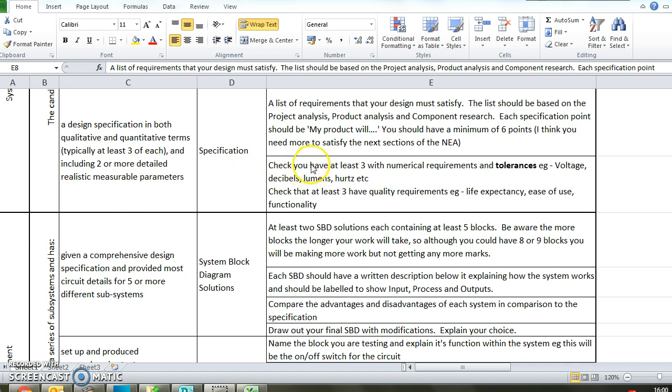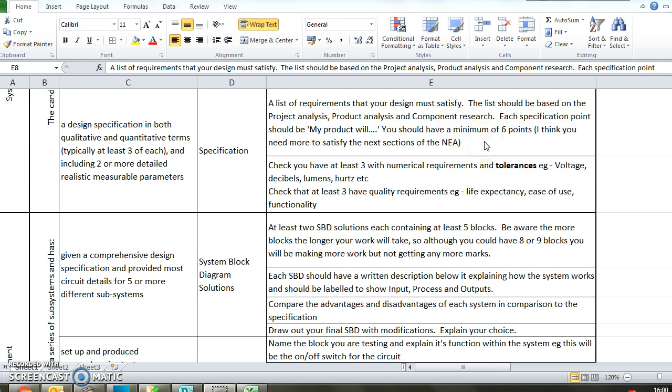But when I've been working through and produced what your task needs to include, I've added a few little more things. So it's a list of requirements that your design must satisfy. The list should be based on the project analysis, product analysis, and component research. Each specification point should be, my product will do this, whatever this is. You should have a minimum of 6 points.